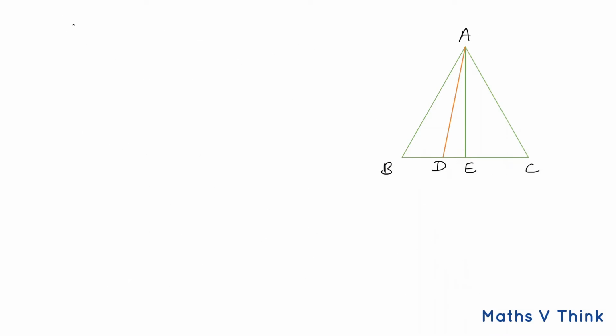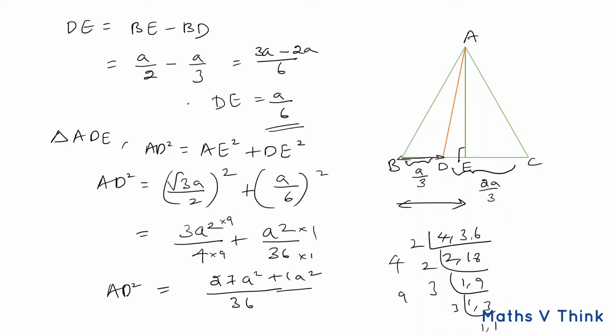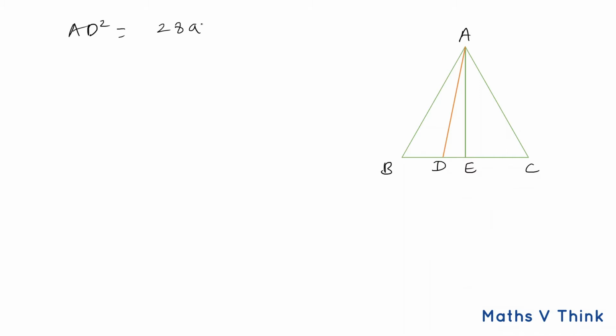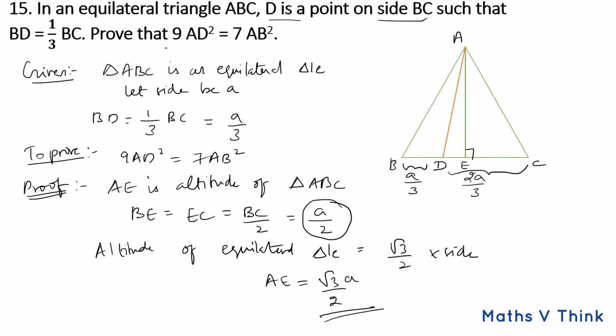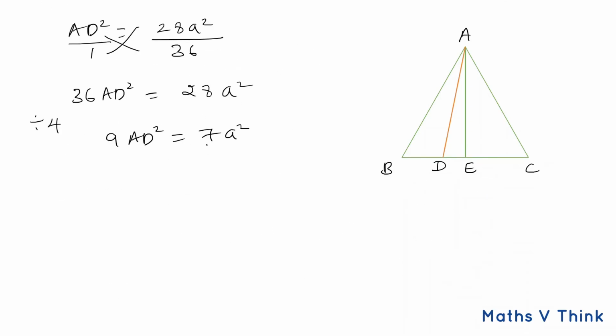So we get AD square is equal to 27A square plus 1A square is 28A square divided by 36. So cross multiply, we get 36 AD square is equal to 28A square. So divided by 4, we get 36 by 4 is 9 AD square is equal to 28 by 4. 4 sevens are 28, so 7A square. In the question, in the to-prove, they gave 9 AD square is equal to 7 AB square. So we got 9 AD square is equal to 7A square.